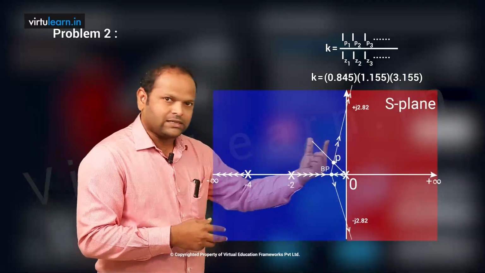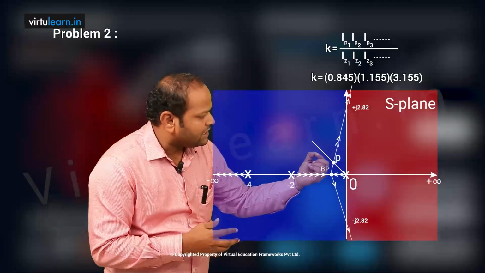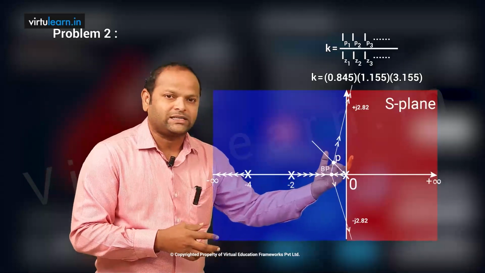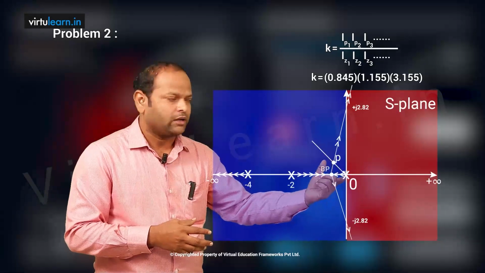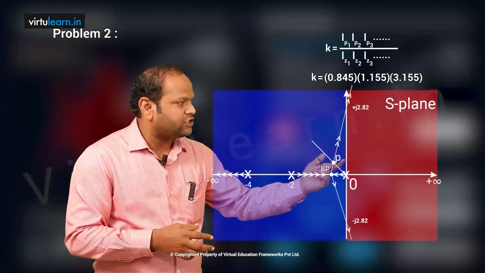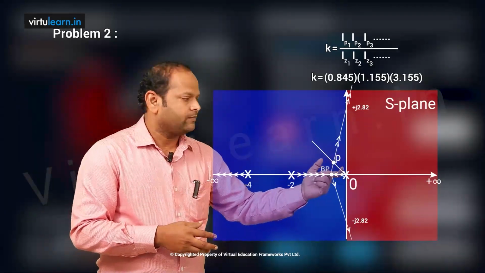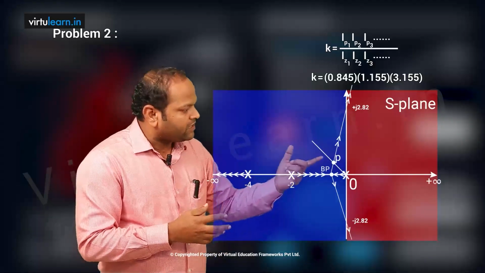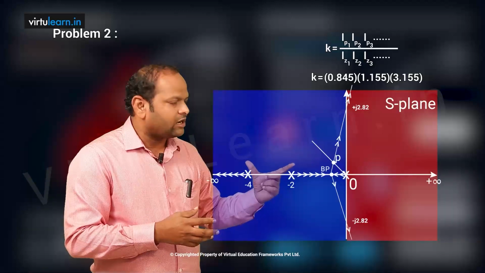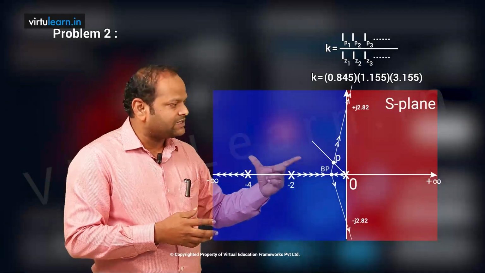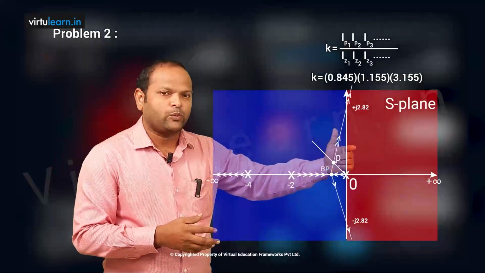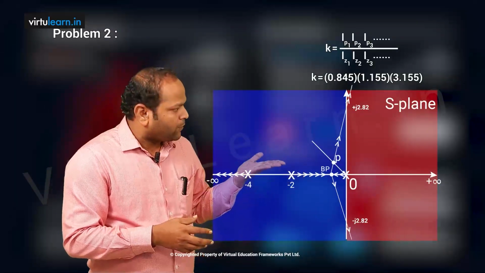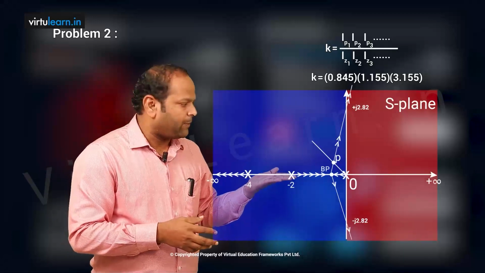So we know the distances. What I will do is, at this break point, from s is equal to 0 to the break point we know the distance. It is a distance, it is not the point. The distance will be 0.845. This is your LP1. What is LP2? From this point to the second pole. Second pole is at -2. That means the distance will be 2 minus 0.845. You will be getting 1.155. So this is your LP2.